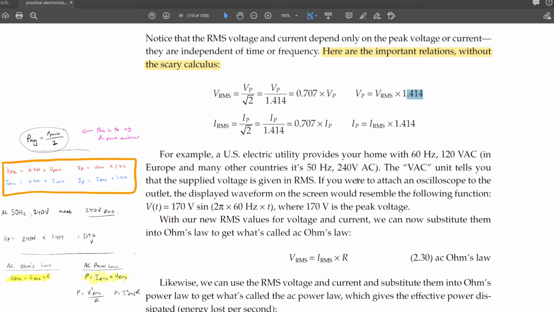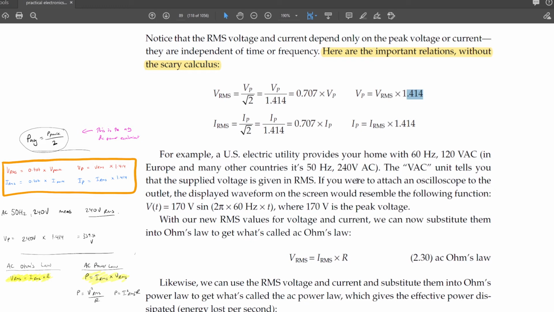Excuse me. Okay, so if you were to attach an oscilloscope, the displayed waveform on the screen would resemble the following function: the voltage across time is equal to... So why are we doing 170 volts? Okay, because 170 volts is the peak voltage, and this is in America. Interesting. So I could actually work out the peak voltage of the UK, right?